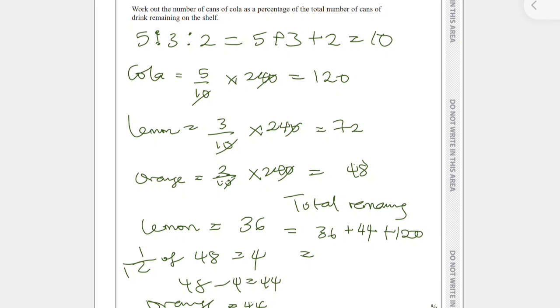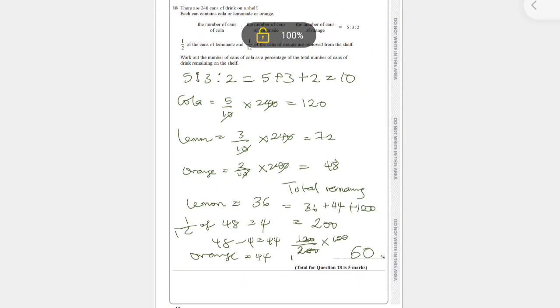80 plus 120 is 200, right? So the number of cans of cola is 120 divided by the total number of cans remaining, which is 200, multiplied by 100. Are you with me? So 2 zeros, we cancel out 2 zeros. 2 here, 1, 2 here, that's 60. So the answer is 60%. Okay?